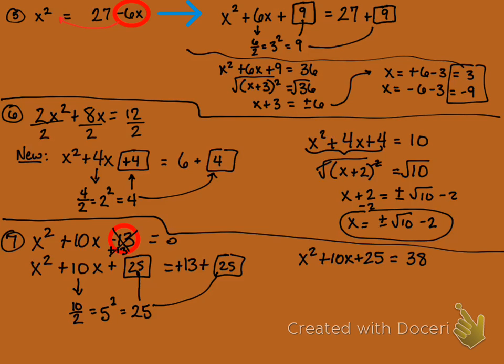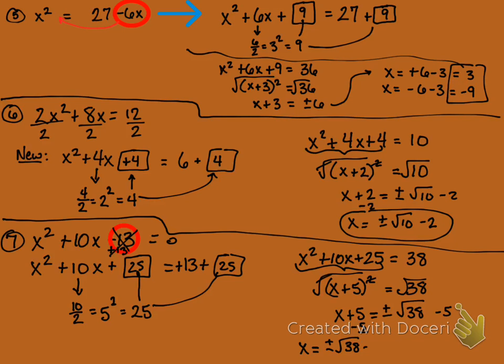Okay. Now again, why did we complete the square? We completed the square to get this to factor, to get this to factor on this side to be x plus 5 squared. Okay, and then that is equal to 38. And now we can square root both sides, get the squared to cancel. x plus 5 equals positive or negative square root of 38. And the last step, subtract 5. So x is equal to positive or negative square root of 38 minus 5.